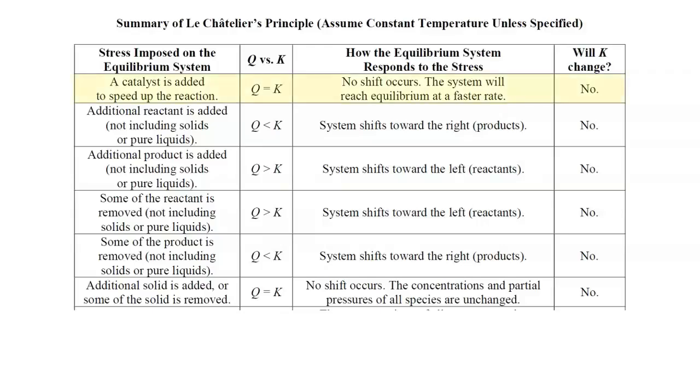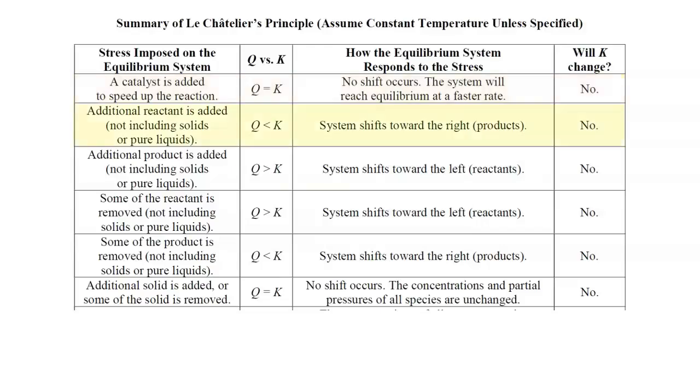Okay, our first example. What if you add a catalyst to speed up the reaction? As a result, Q remains equal to K. No shift in the equilibrium system occurs, but what happens is the system will simply reach equilibrium at a faster rate.